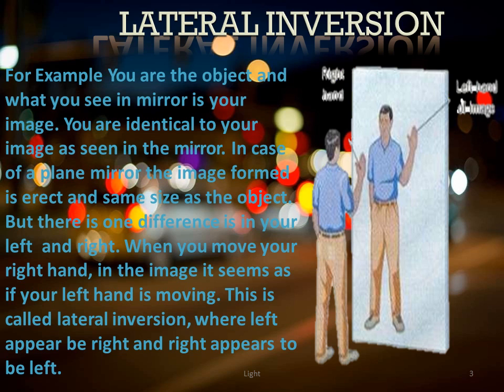That means if you stand in front of the mirror, you look exactly the same in the mirror. In the case of a plane mirror, the image formed is erect and the same size. That means the size of the object will be the same. But in the case of a convex mirror, the size will diminish, and in the case of a concave mirror, the size will enlarge. So we are just talking about the plane mirror.